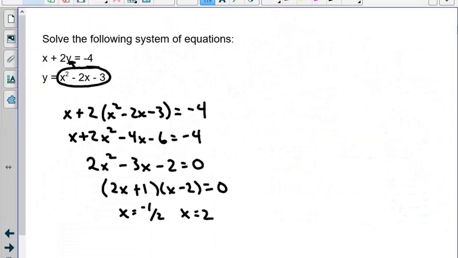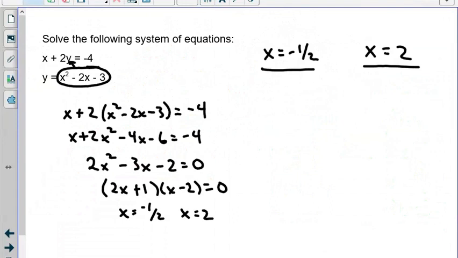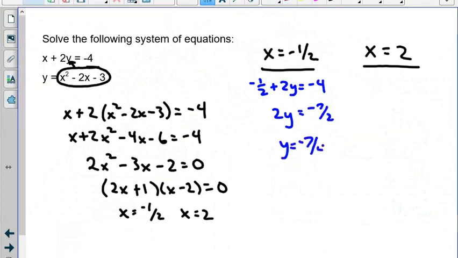When we do that, we are going to substitute it in to the equation. I will substitute it into the line for the interest of time. So 2y equals negative 7/2, y equals negative 7/4. So the point negative 1/2, negative 7/4 is on the graph as long as it also works when I substitute negative 1/2 into the bottom equation, which it does.